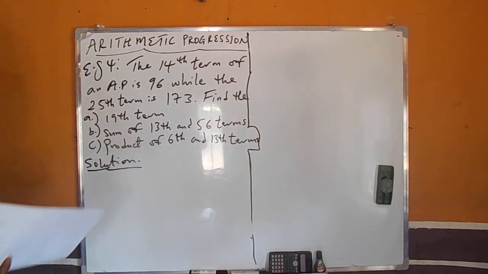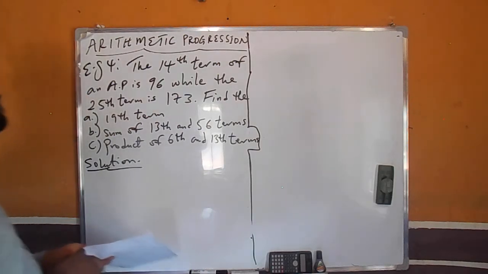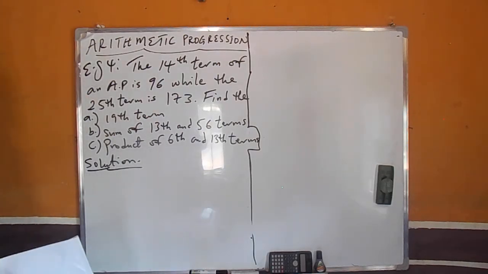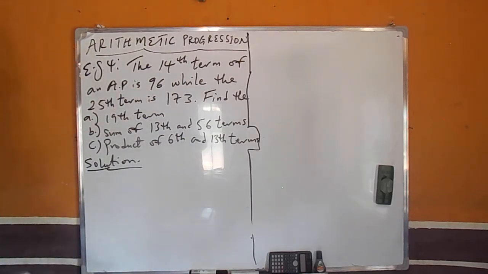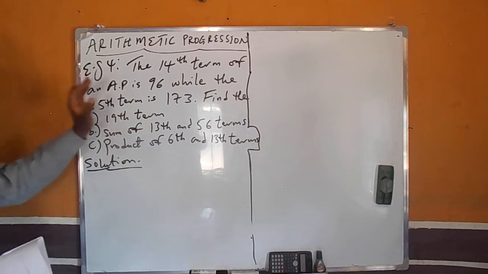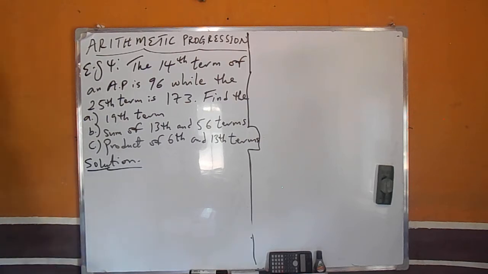In this question, the 14th term of an AP is 96, while the 25th term is 173. Find the 19th term, the sum of the 13th and 56th terms, and the product of the 6th and 13th terms. The first thing to do here is, we don't know what our first term is, and we don't know what our common difference is. So the first two things we will look for in this kind of question are our first term and our common difference. Now, what is our first term?